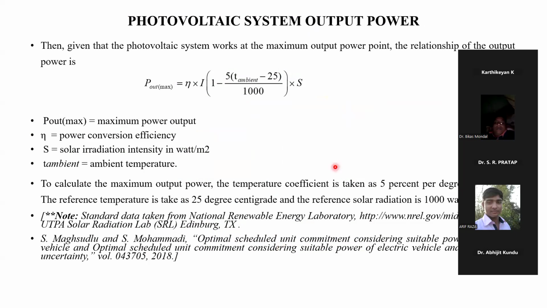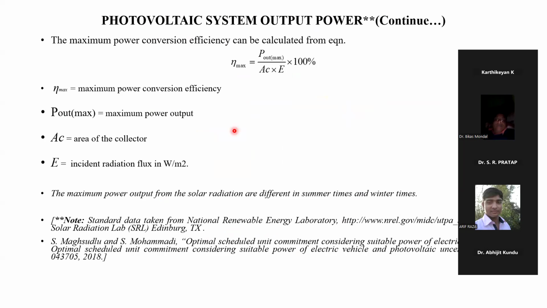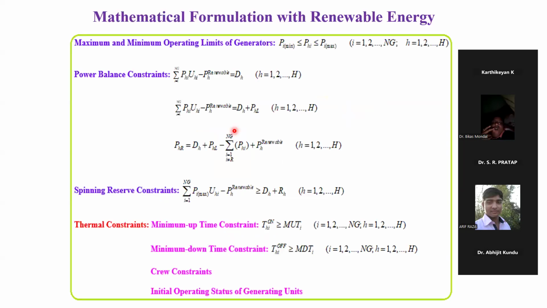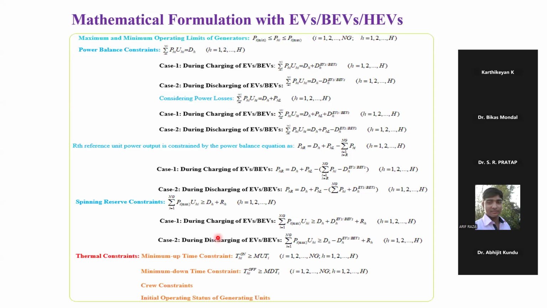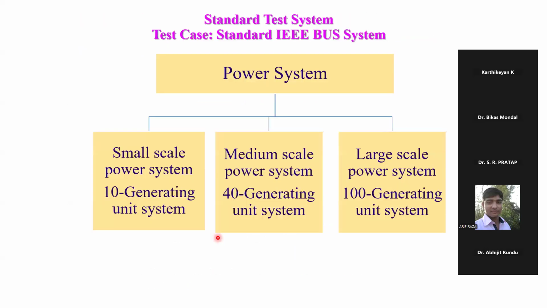Here we can use this to increase the efficiency of the photovoltaic system. And those are the mathematical formulas for including the renewable energy sources, and how we can balance the power constraints by using renewable energy. So these are all the constraints considering the renewable. In this experiment, we consider solar. And when we consider solar as well as electric vehicles, then the equation will be like that.